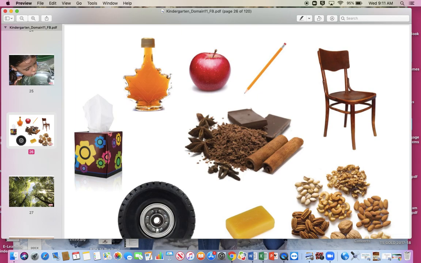Trees are natural resources too. This illustration shows just a few things that come from or are made out of trees. What else is made from trees?